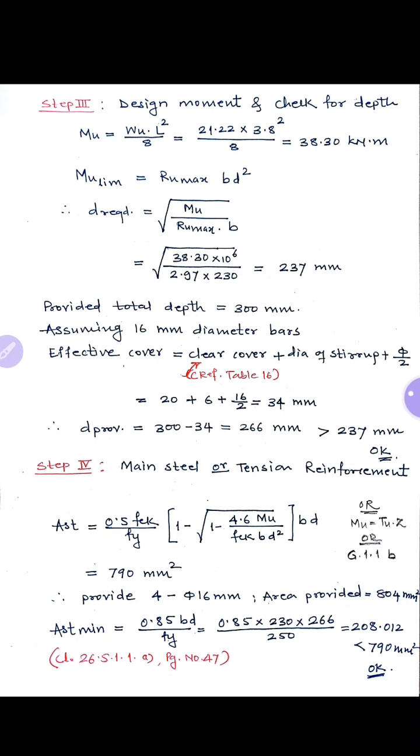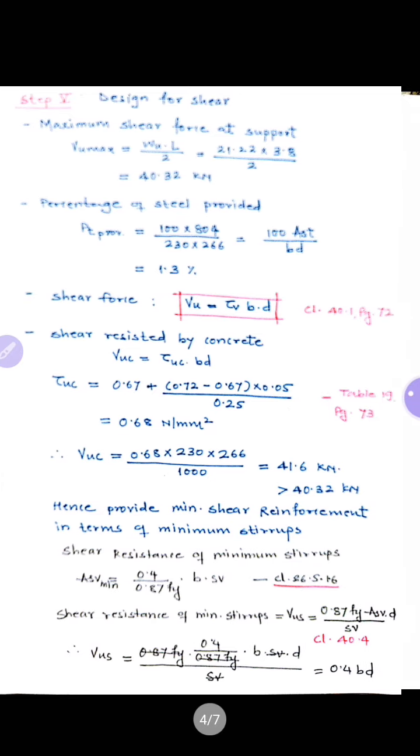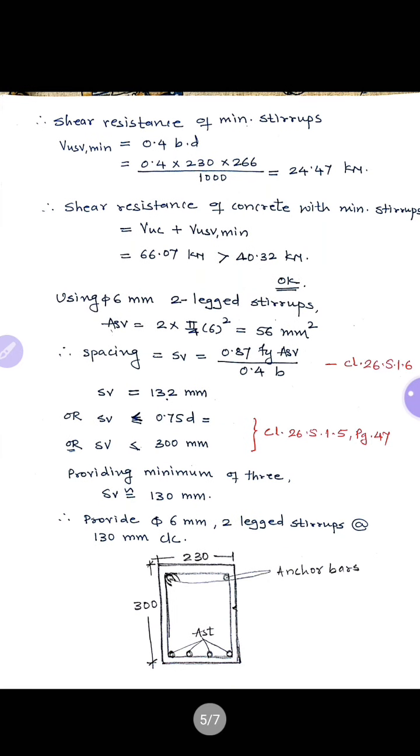Let us calculate effective cover. Assuming 16 mm diameter bar, clear cover for mild exposure condition, and referring to table number 16 of IS 456, herein we have to calculate effective cover as equal to clear cover plus diameter of stirrup plus half of the diameter of the bar. Now why are we going to consider this diameter of stirrup? We know what a stirrup is. You can see over here at the bottom, if I consider the Ast, a line is indicating over there, it is a stirrup.